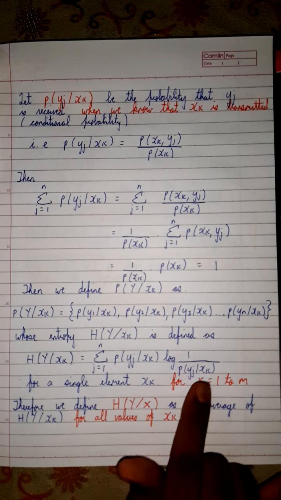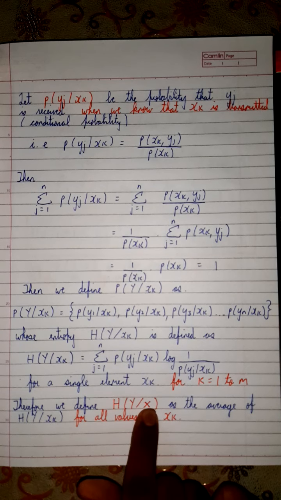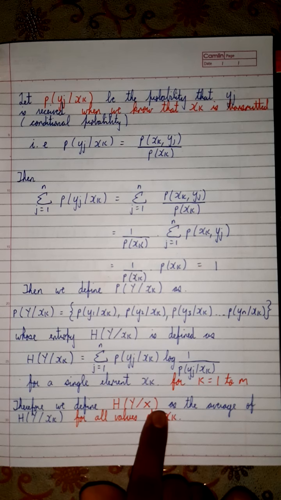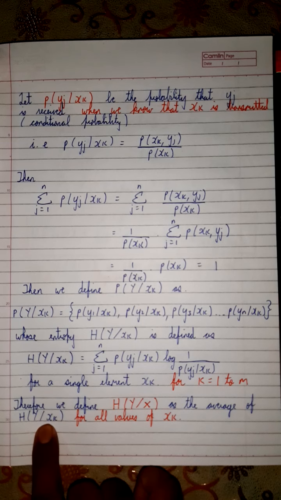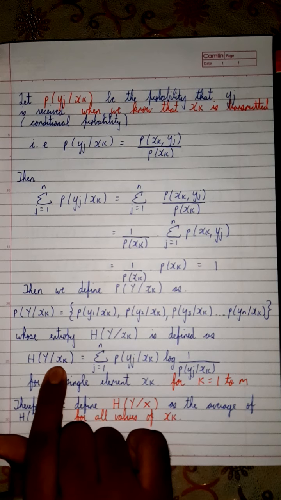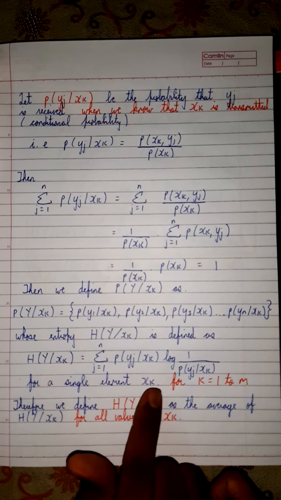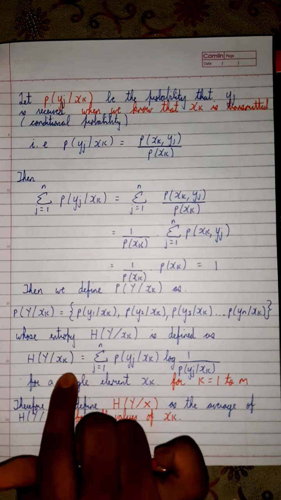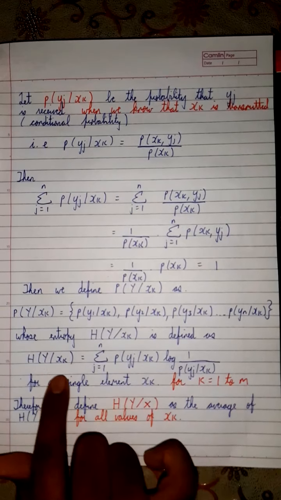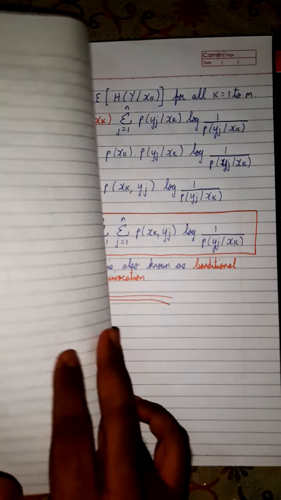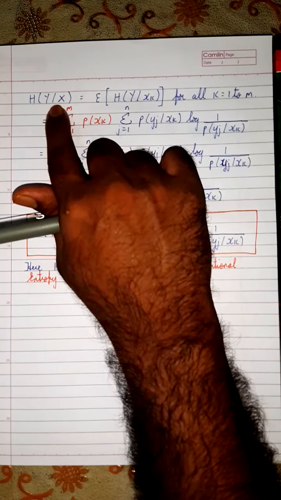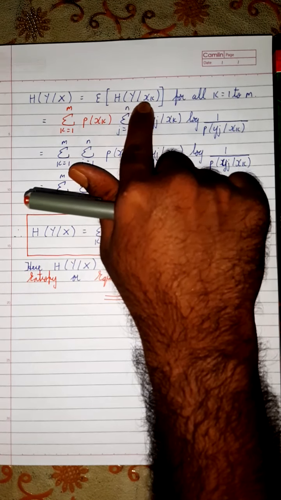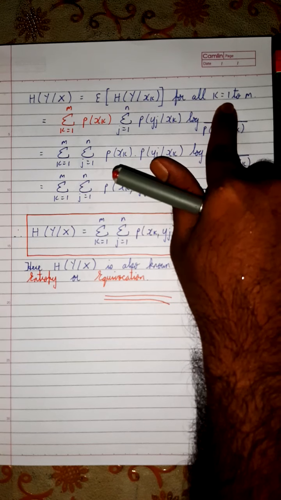Now I want to find the value of h of y by x, capital Y by capital X. Therefore, we define h of y by x as the average of h of y by xk for all values of xk. Because this is for a single element, and now I want to find it for all the elements. So what I do is I just take the average with respect to xk. So h of y by x is nothing but the expectation of h of y by xk for all values of k from 1 to m.